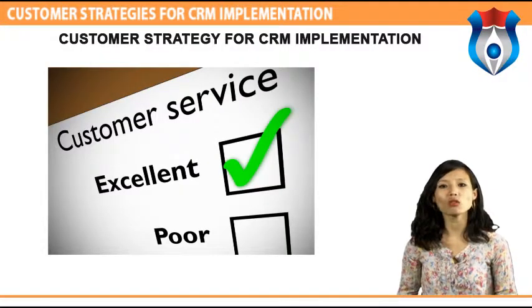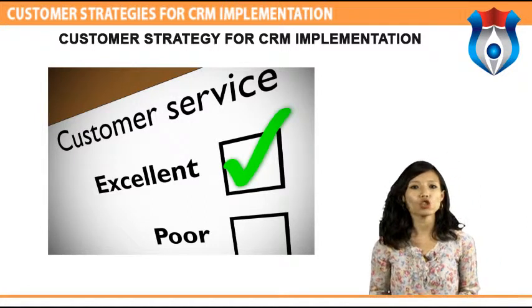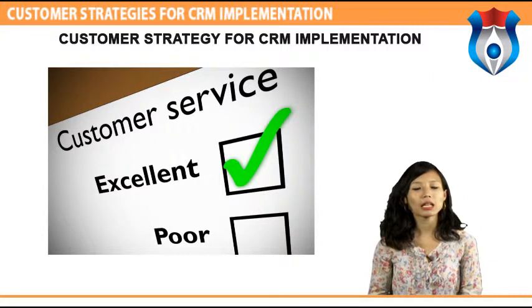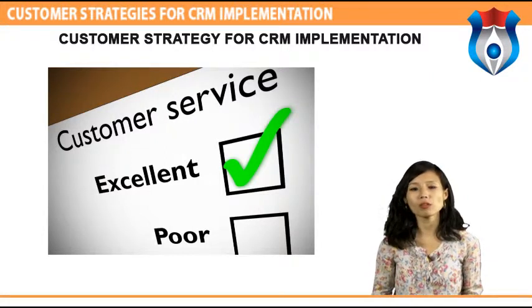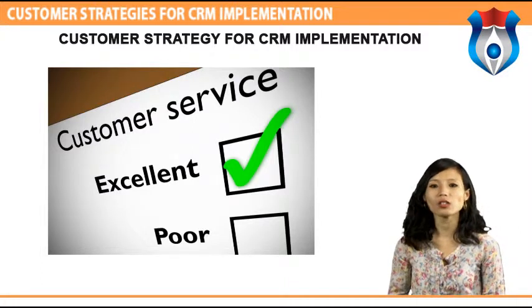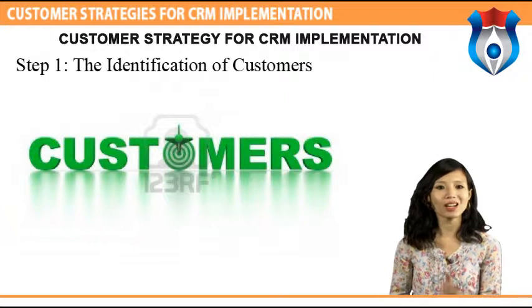Successful implementation requires specific action on the part of the organization. The implementation of a CRM strategy as proposed comprises 4 steps, namely the identification of customers, the differentiation of service, interaction with customers, and the differentiation among customers. Step 1. The identification of customers.